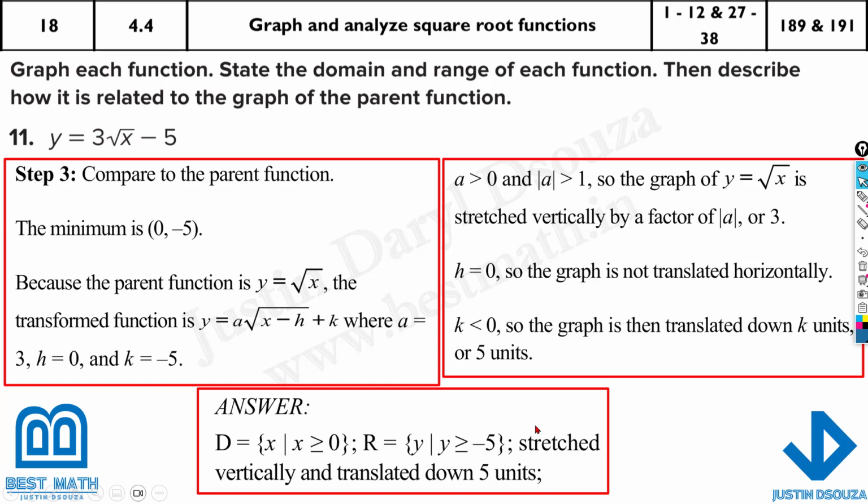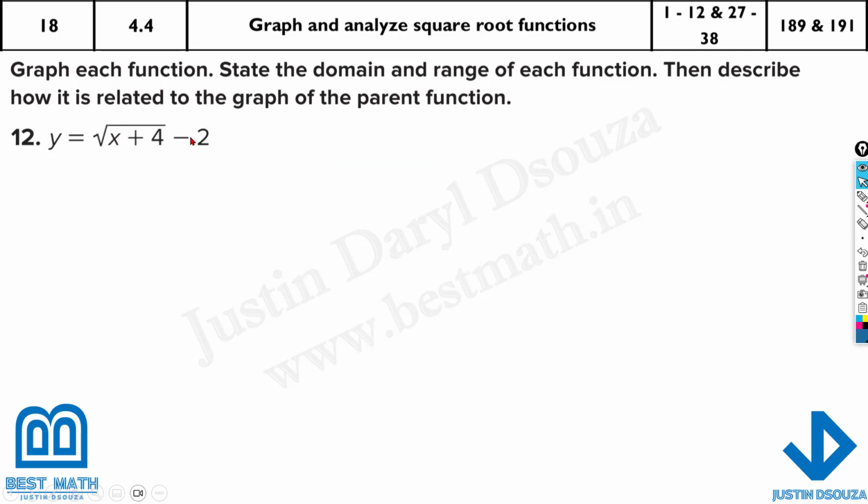Whenever it's more than 1, you should tell it's stretched. Stretch is very important, and you always tell it's a vertical stretch. If it's less than 1, you tell compressed vertically. Translated how much? 5 units down because it's minus 5. Here, translated minus 2, that is 2 units down. Translated 4 units left. Those two things only.